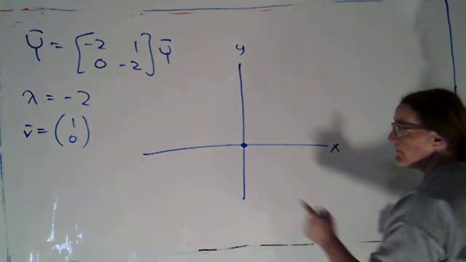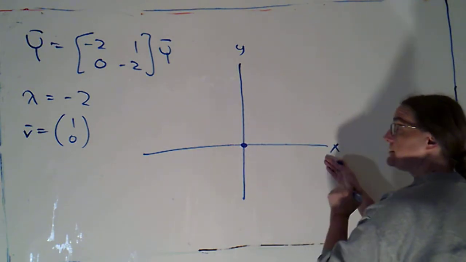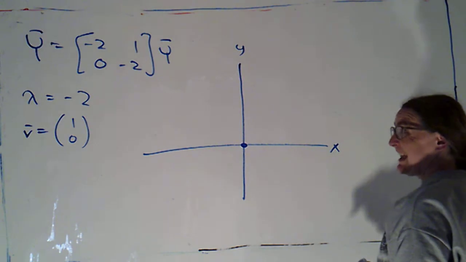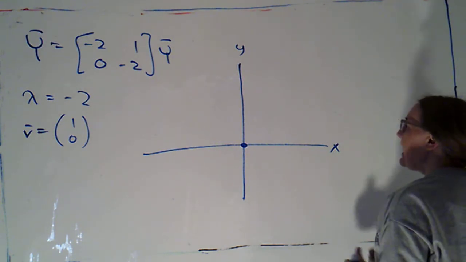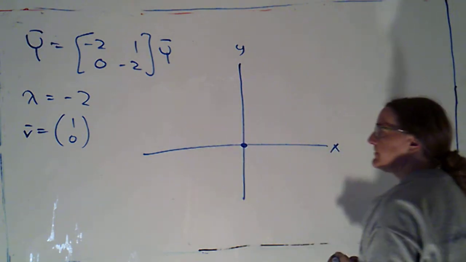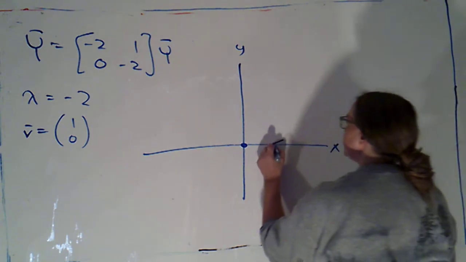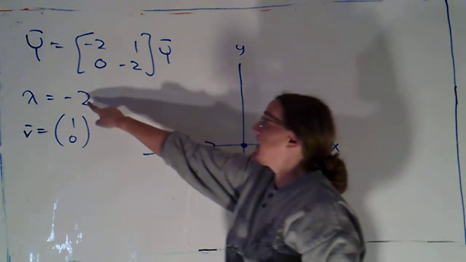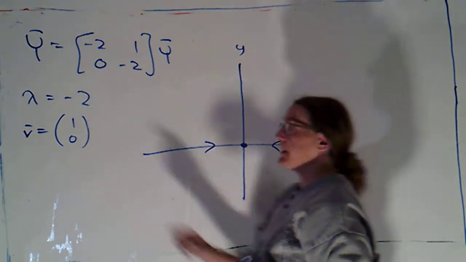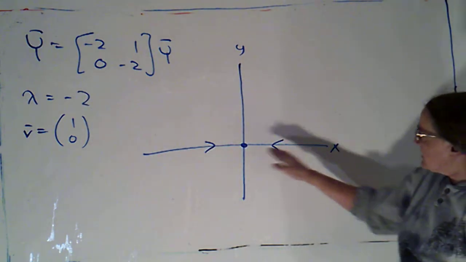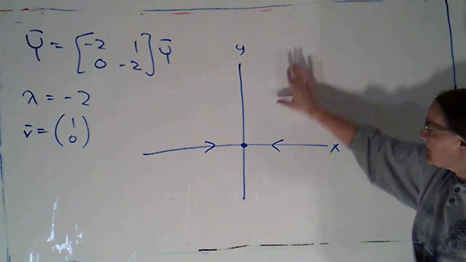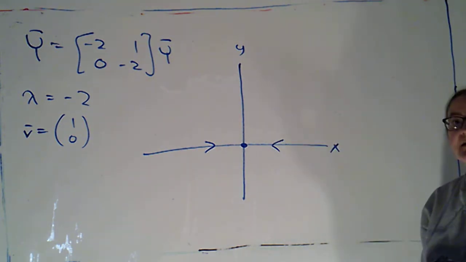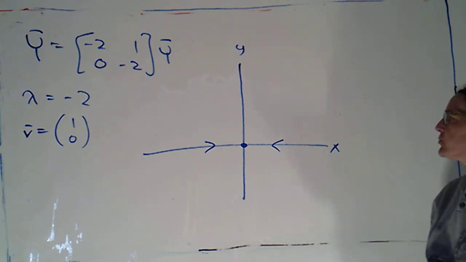So I'm going to have 1, 0, and that just basically determines the x-axis. And so the right half and the left half of the x-axis are equilibrium solutions, or straight line solutions rather. And those will be approaching the origin because my eigenvalue is negative. Okay. So the straight line solutions divide the plane up into two parts, the top half and the bottom half. And I want to get a representative solution in each region.